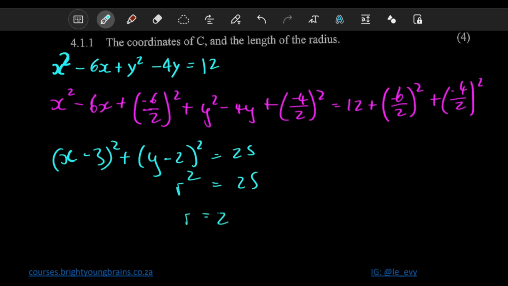So here r is equal to F5 maybe. So here, therefore, we need to make sure that we show them what C is. C is the X value is the opposite of 3. And then the Y value is like the opposite of 2 because of the theory that we know.